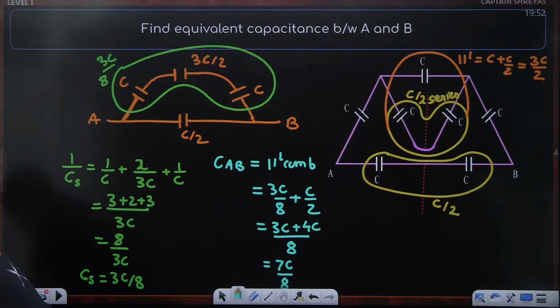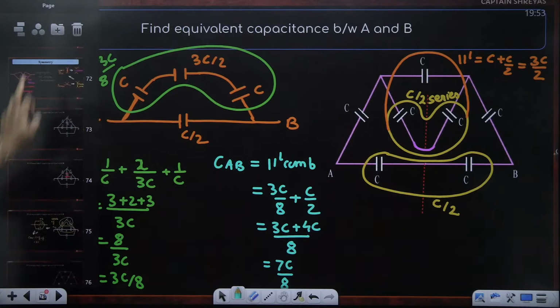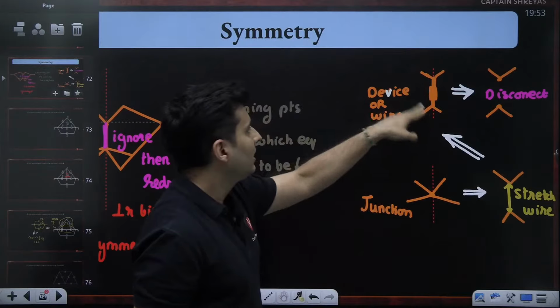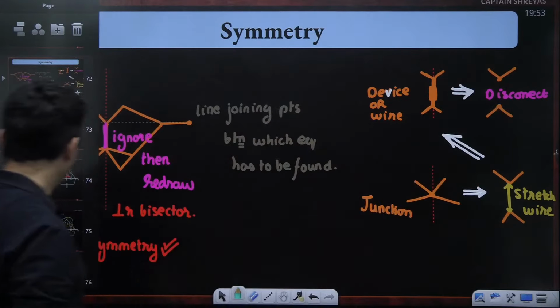Got it? Everyone, how to do these questions? Basically, this is the explanation of this trick which I have written down over here. Whenever you see a junction, stretch it. Once you stretch it, remove that device or that wire and disconnect it. Okay, that is the trick.